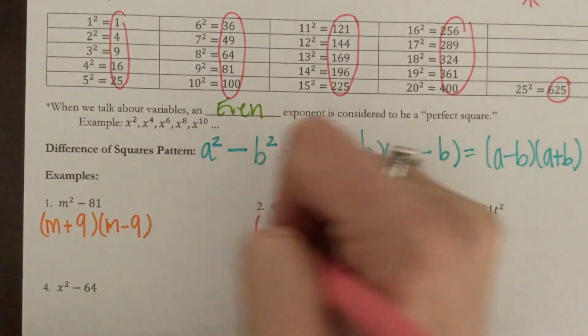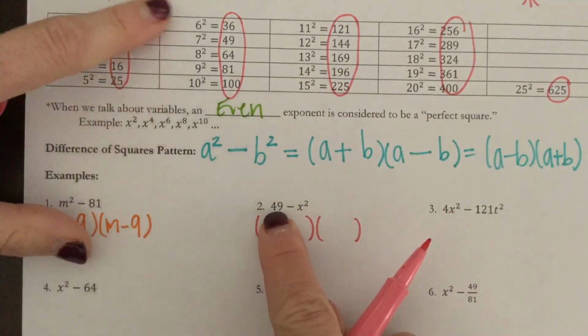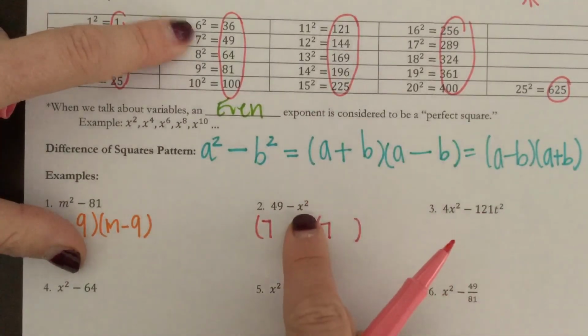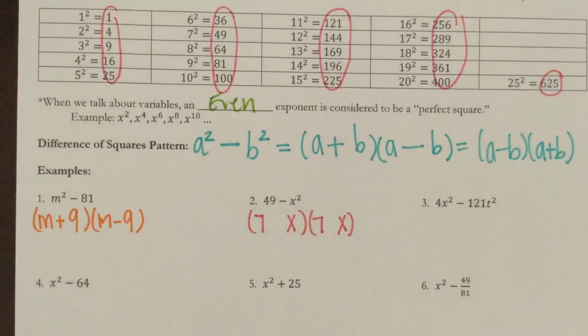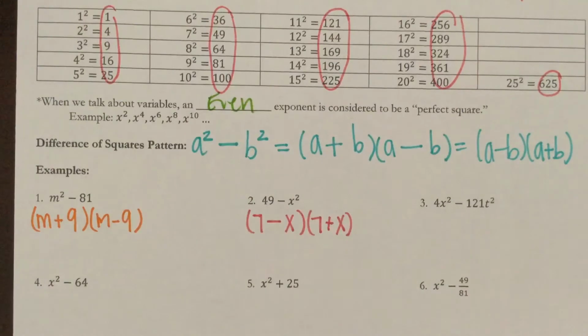So I'm going to put down my two parentheses. What's being squared here in the front to make 49 is the number 7. What's being squared here in the back to make x squared is an x. X times x makes x squared. And then one of them is going to get an addition sign and one of them is going to get a subtraction sign. Notice I switched up the order of the signs this time just to show you it really does not matter. Okay, all right, next example.